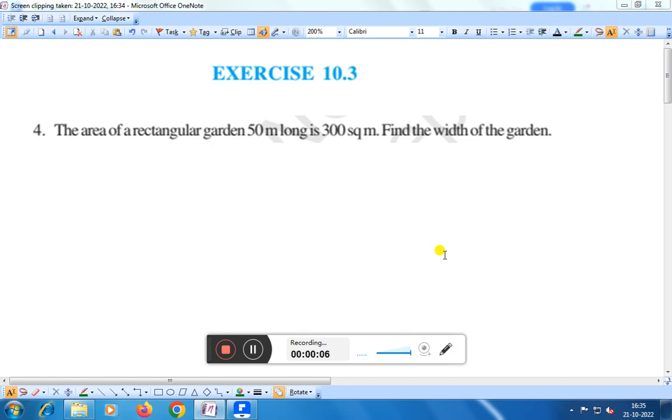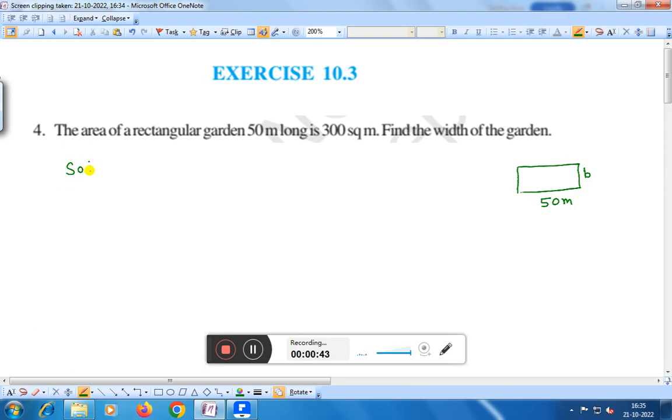The area of a rectangular garden 50 meter long is 300 square meter. Find the width of the garden. Let us suppose this is a rectangular garden. Here the length is given, that is 50 meter. You have to find the breadth, and the area is also given. How to solve this problem? Let us solve this problem.